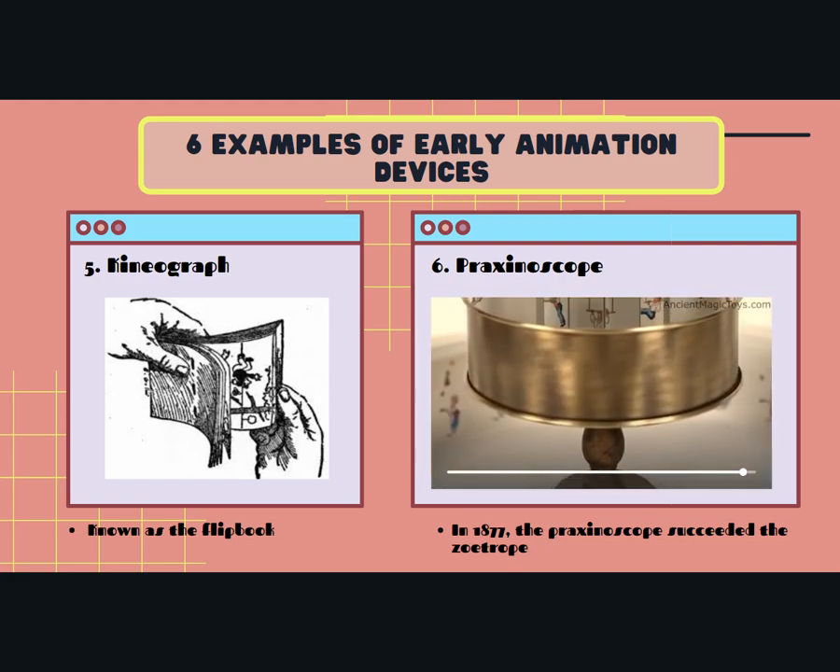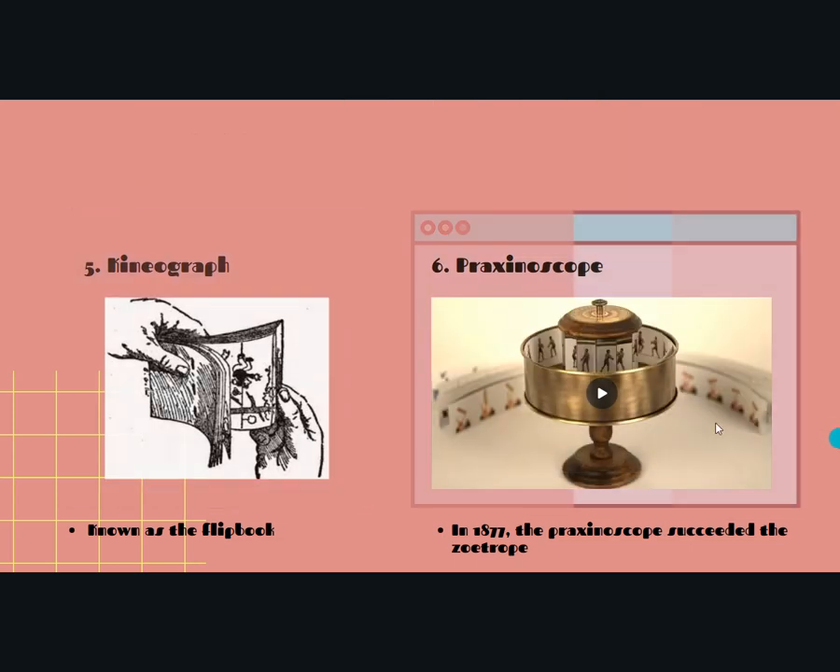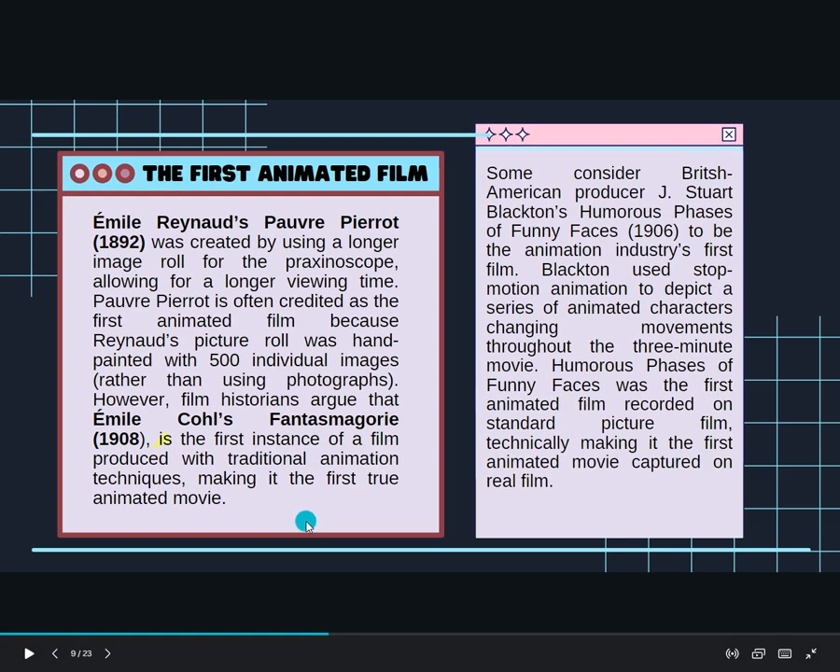So we move down to the first animated film. The first animated film, Emile Reynaud's Pauvre Pierrot, 1892, was created by using a longer image roll for the praxinoscope, allowing for a longer viewing time. Pauvre Pierrot is often credited as the first animated film because Reynaud's picture roll was painted with 500 individual images rather than using photographs. However, film historians argue that Emile Cohl's Fantasmagorie, 1908, is the first instance of a film produced with traditional animation techniques, making it the first true animated movie.